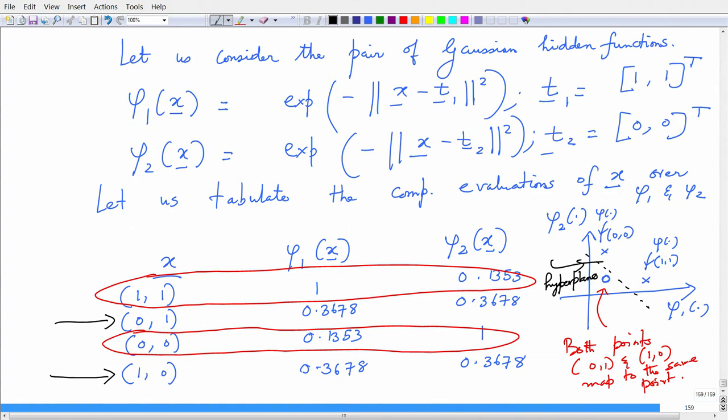Okay. So, this completes the XOR problem. We have seen the XOR problem revisited the second time, and here we have used a hyperplane on the feature space, and that is done through the Gaussian units. Okay. We will stop here and we will proceed further.